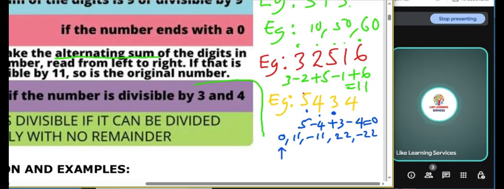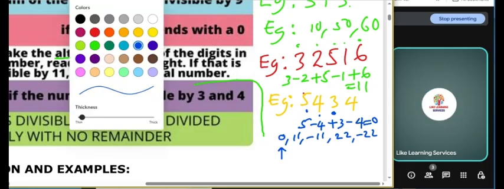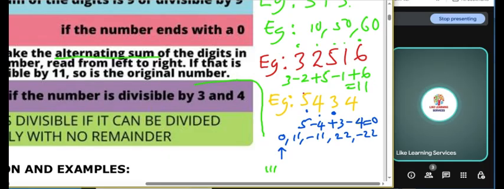Why is 0 a product of 11? Because 11 times 0 is 0. And of course, this one is 11. Oh, yes. Okay. If you like, you can check this out. 5434 is divisible by 11.